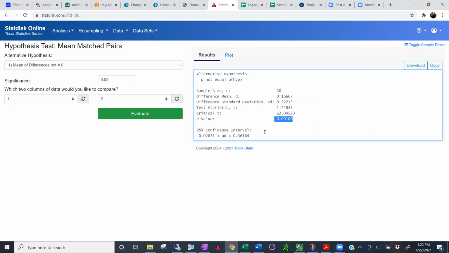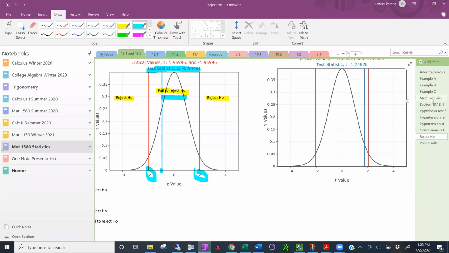How are we looking on that one? Doing okay? Yep. All right. I think I've got one more that I want to look at. Let's do this one for matched pairs.